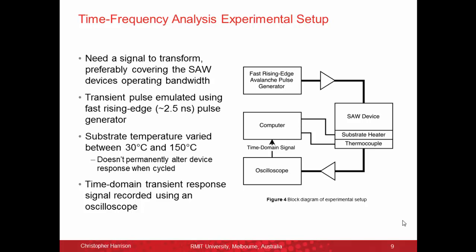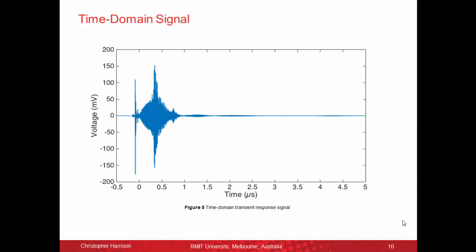In order to change the way our modes were behaving, we varied substrate temperature between 30 and 150 degrees, mostly just because it's really easy to repeat and it doesn't damage the device or anything. From that, you get a nice transient signal. We can see we've got some electromagnetic feed through, there's the bulk of our energy from our modes, and then a few reflections.